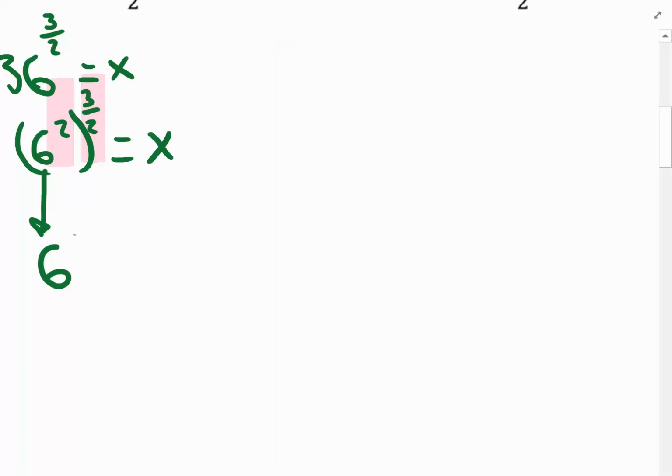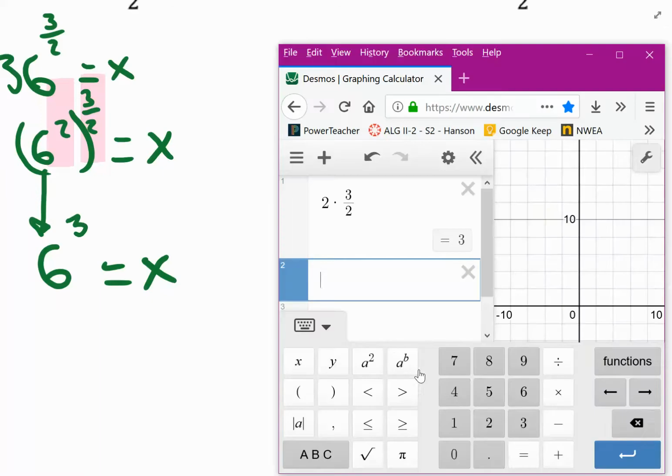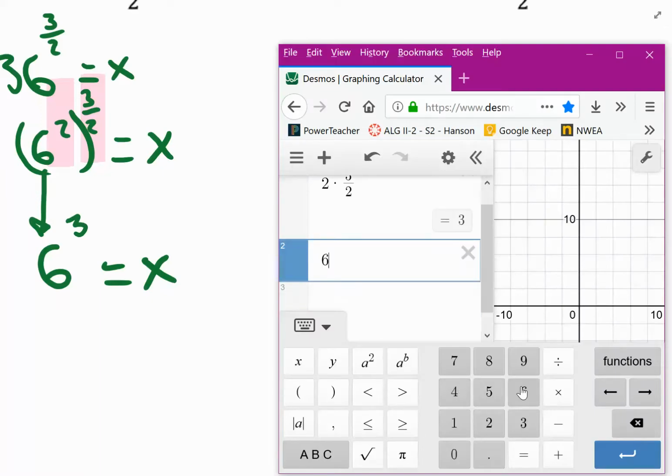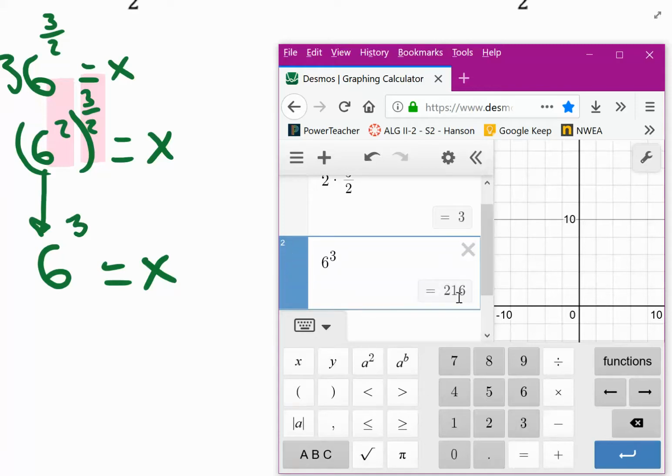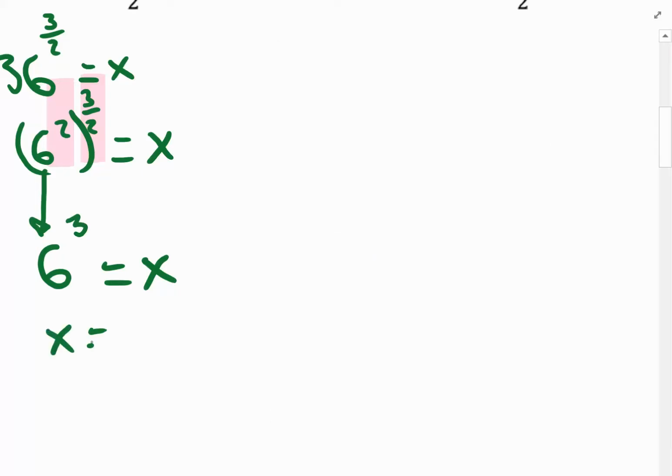So back to here. If we multiply the exponents, we get 3. So now we just need to find out what 6 cubed is. So back to the calculator. 6 to the power, where are you? It's a to the power b. This is our caret button. 6 to the power 3 is 216. 216 and done.